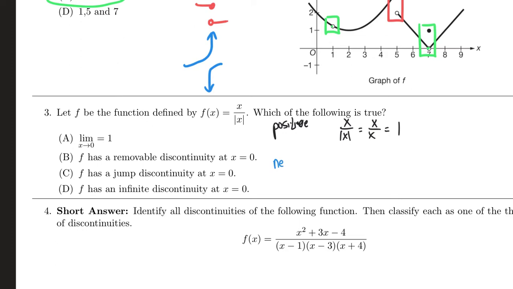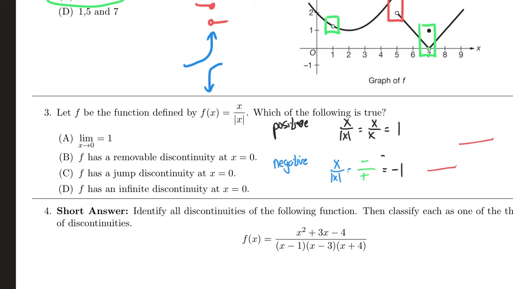What about a negative number? All right, with a negative number, the absolute value changes the negative into a positive. So the top's going to be negative, but the absolute value is going to turn the bottom into a positive, and that's going to give me negative 1. So for every positive number, it's going to equal 1. For every negative number, it's going to equal negative 1, which means the graph would look something like this.